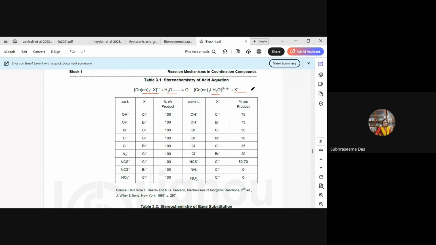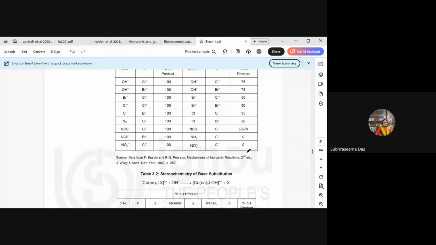From the stereochemistry of such an acid aquation reaction, that is in the presence of an acid, suppose L here is OH minus and X here is Cl minus, then we can see 100% cis product is formed. This is how the percentage of the trans or cis product is affected by the nature of the ligand and the reaction condition, whether acidic or basic.